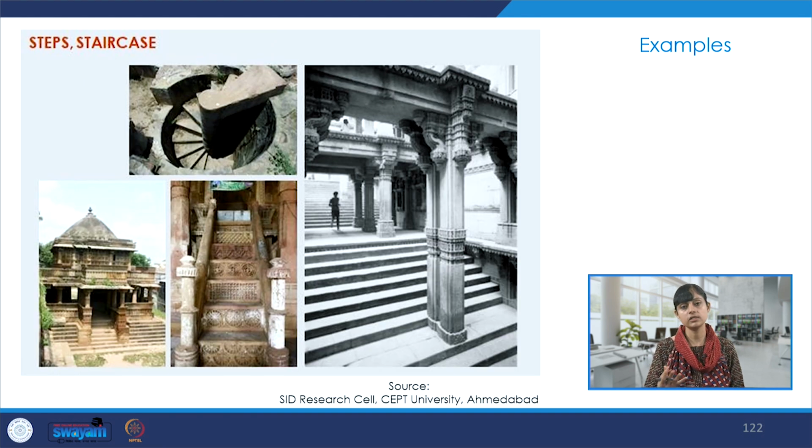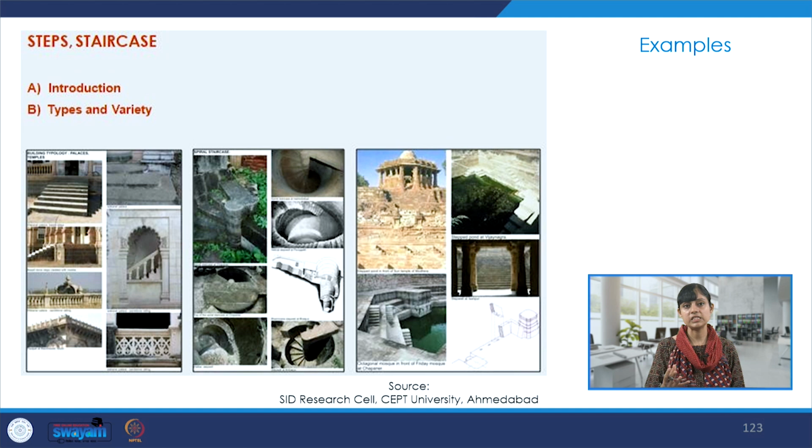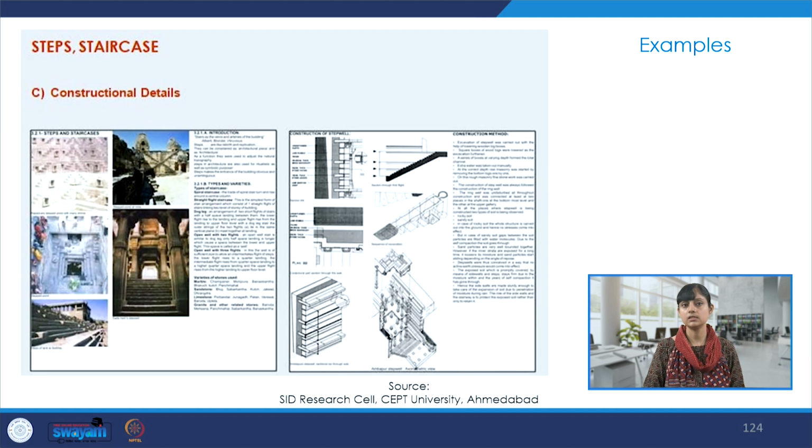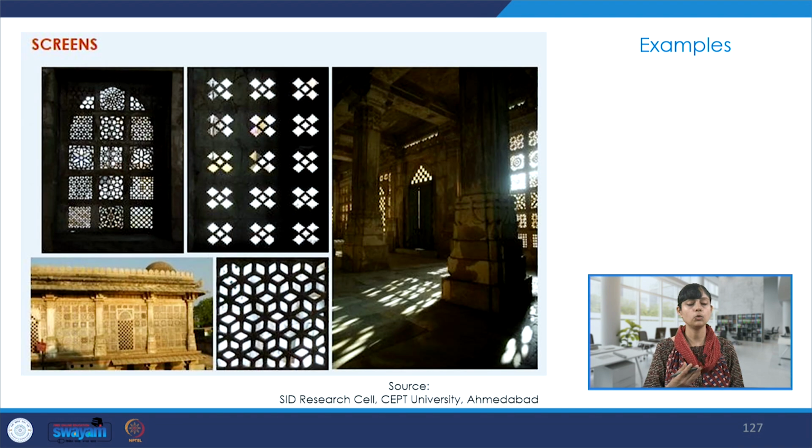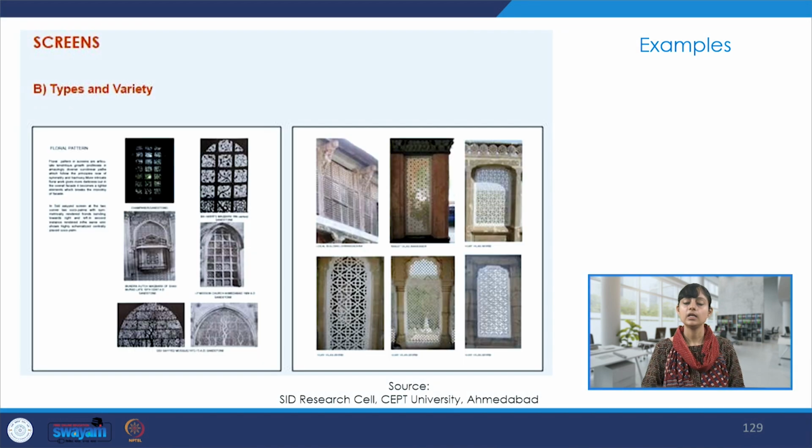Then steps or staircases. So these are all space making elements, and these are the details that you find in this book. I have shared the details in the references. Also openings, arched entrances, monumental entrances, gateways, all of those. Some openings at the domestic level, different kinds of screens and jalis, and again their types, varieties, and how they were constructed and what function they achieved.